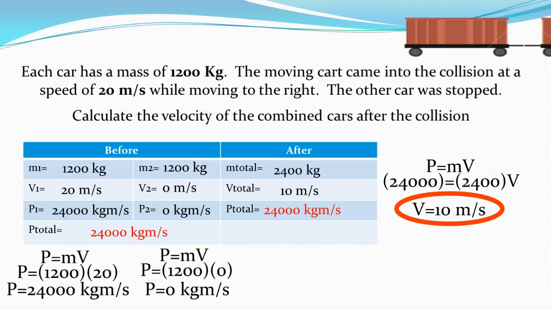This is a reasonable answer because the carts end up moving off to the right. They also slow down after the collision. The first cart cuts its velocity in half.